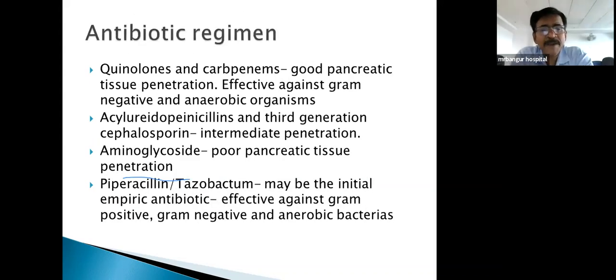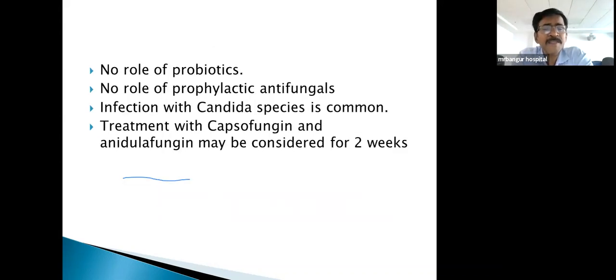So what are the different antibiotics used in acute pancreatitis? It can be either quinolones or carbapenems. It can be ureidopenicillins or third-gen cephalosporin. And a combination of aminoglycoside is not always recommended because aminoglycoside has poor pancreatic tissue penetration. Piperacillin-tazobactam may be the initial empiric antibiotic, followed by antibiotic based on culture sensitivity, or it can be a carbapenem.